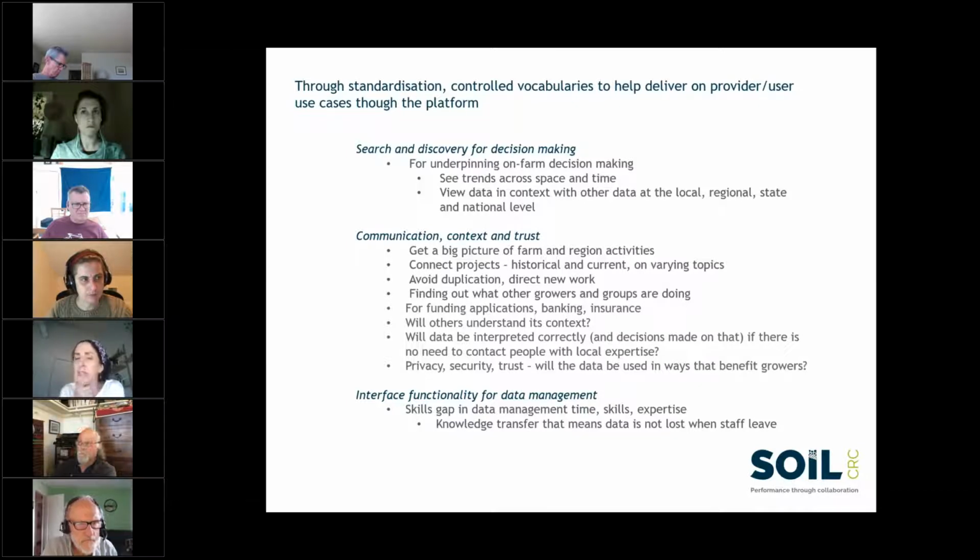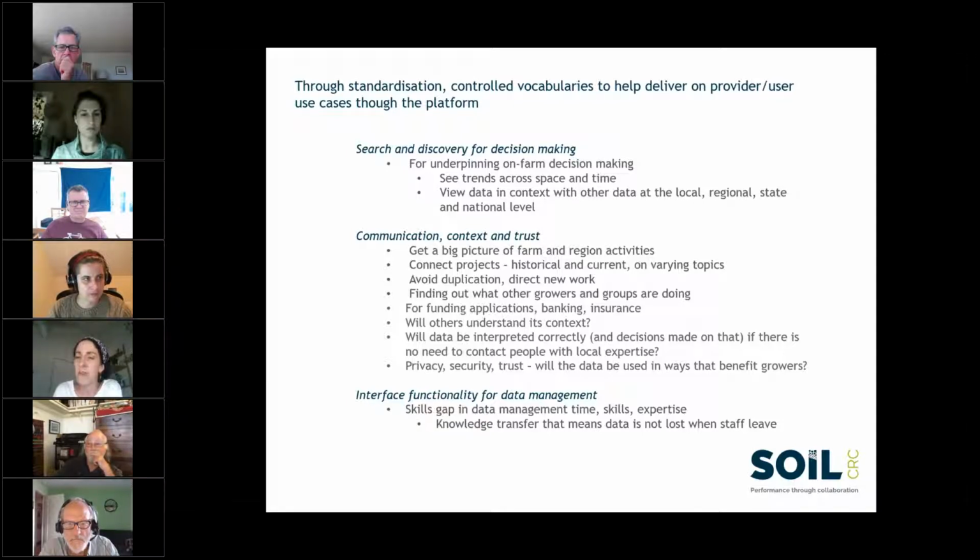So some social research has been done with these providers to find out what their data user and provider requirements were, and these are just some key themes that came out of that. Search and discovery for on-farm decision making, seeing trends across time and space. That's a big one. So graphically representing that and being able to pull out reports as well, and to view data in context with other data at the local, regional, national level.